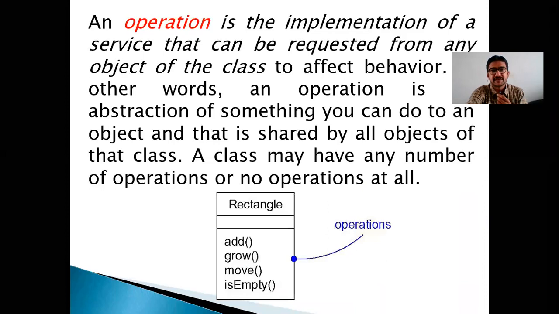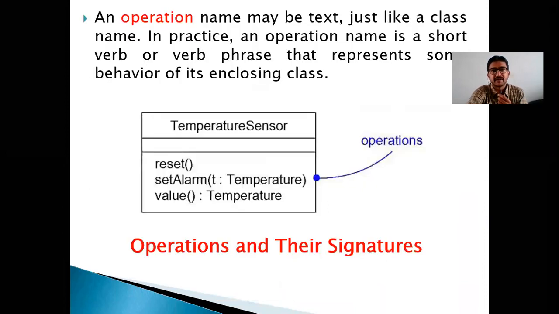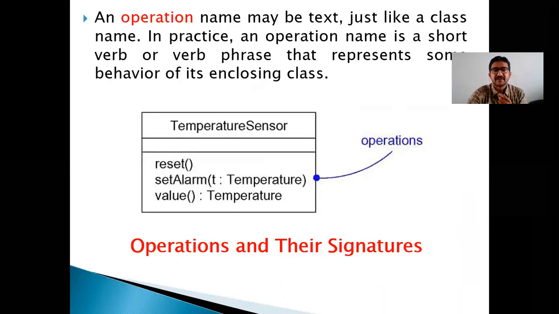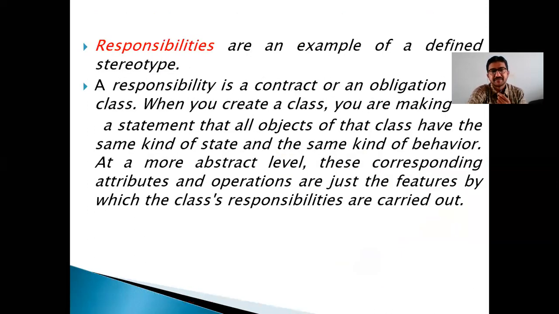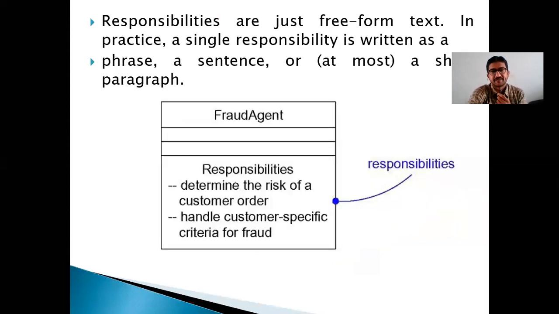Operations. With operations, we can directly talk about the behavior. We can give the operations with their signature, or directly give the name of the operation itself. And we have stereotypes, to mention the purpose for which we are using that operation. And also, if you require, we can add responsibilities also.